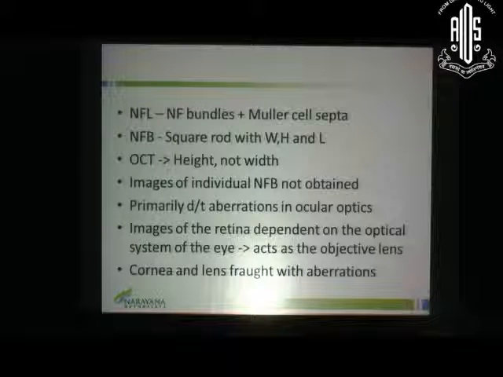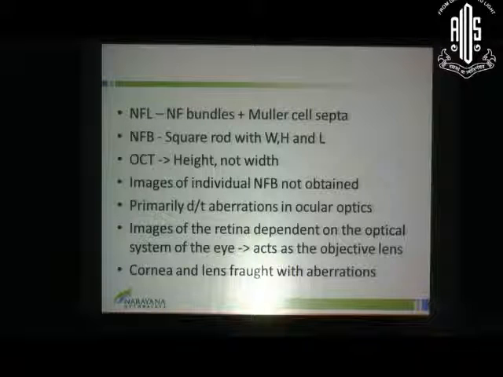The retinal nerve fiber layer, we know, is made of the nerve fiber bundles as well as the Muller cell septa. A nerve fiber bundle is like a square rod and has 3 dimensions: width, height as well as length. With optical coherence tomography, we get the height or the thickness, but we do not have information on the width of the bundles. Images of individual nerve fiber bundles are not obtained.